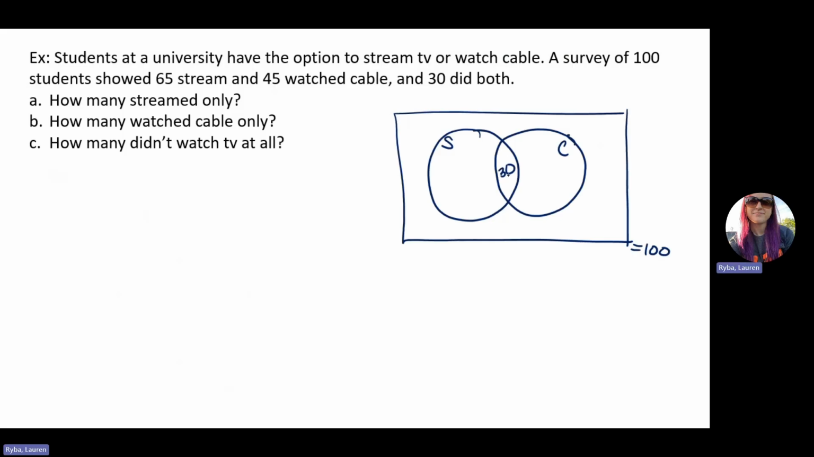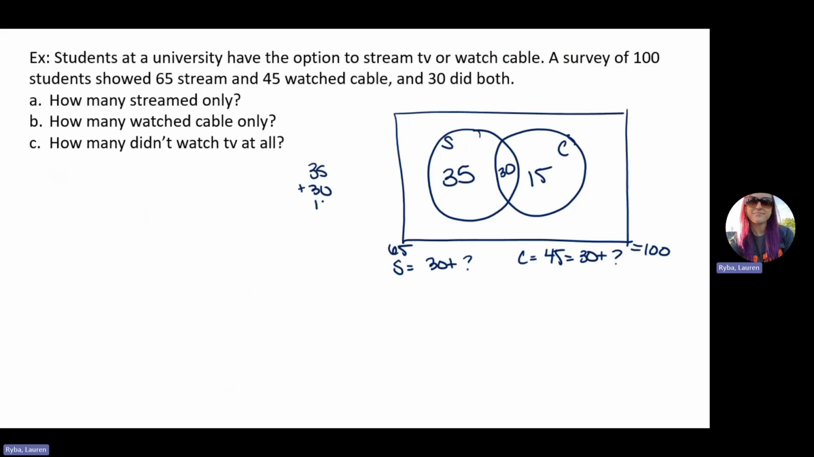I'm going to start in the middle. 30 have both. Inside the stream circle should be 65. So 65 needs to equal 30 plus what? 35. Right? So 35 and 30 make a total of my 65, which is in my streaming circle. Perfect. I can do the same with cable. Cable should equal 45. Currently, I have a 30. 30 plus what gives me 45? 15.